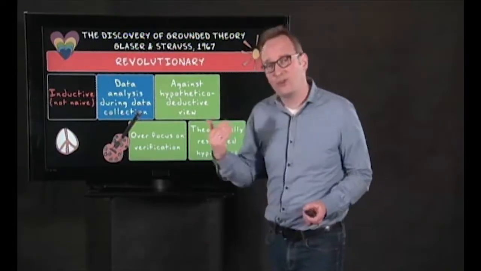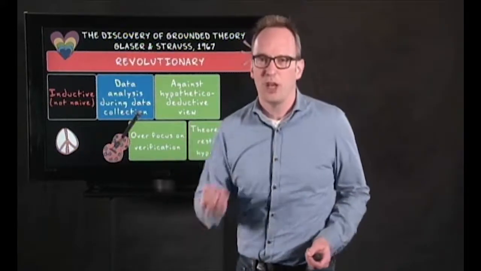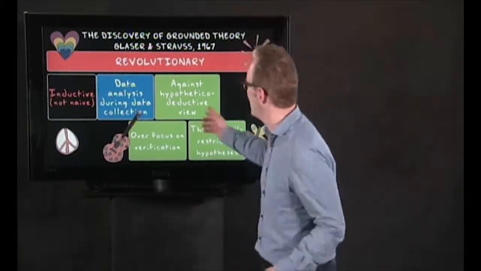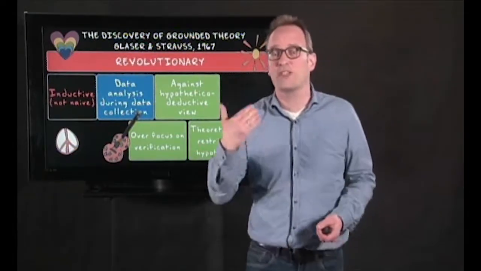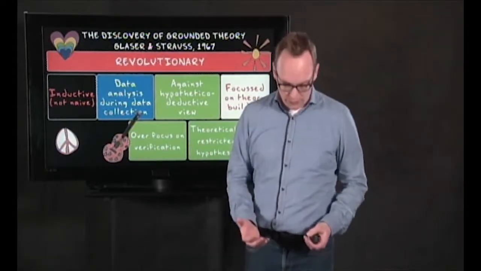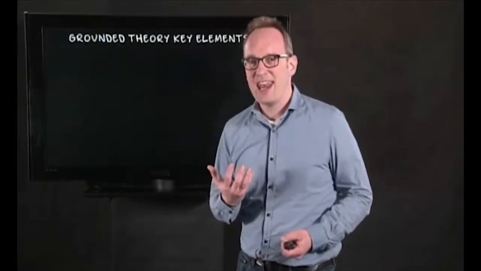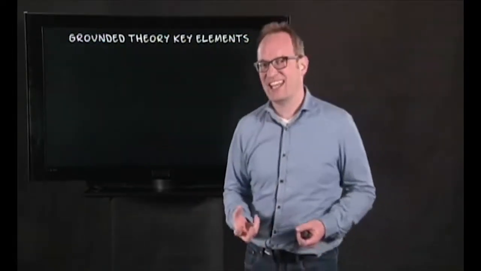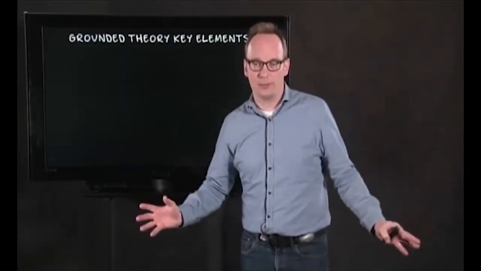And they were also revolutionary because they said, we need qualitative analysis, not for description. We need qualitative analysis because of the deficit of this hypothetical deductive view. We need qualitative analysis in order to create theories. We need to build theories. So, pretty revolutionary. And what are the key elements then in this grounded theory? What are these influential key concepts?